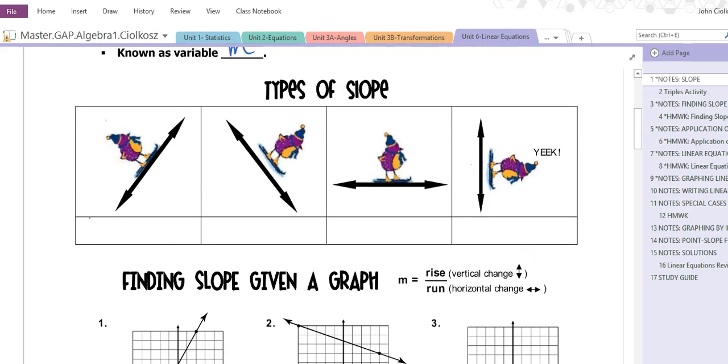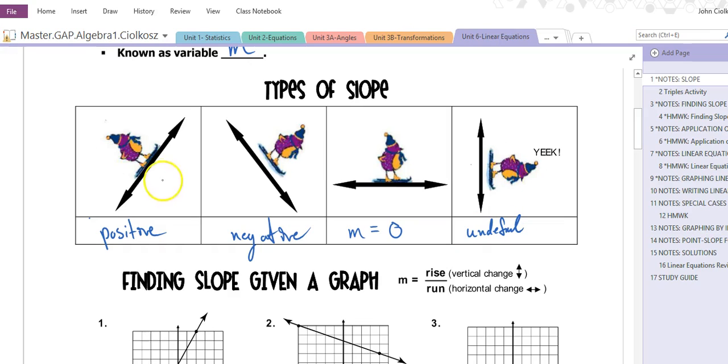Type of slope: just like when we read books, we always go from left to right. So going left to right here looks like I'm going up. This is what's known as positive. If I'm going down from left to right, negative. A flat line, that's not going up or down, so that's what's known as having a slope, or an m, equal to 0. And here, vertically, that's what's known as an undefined slope.